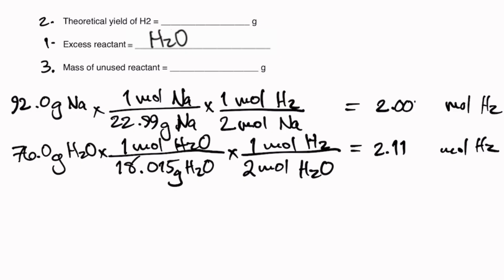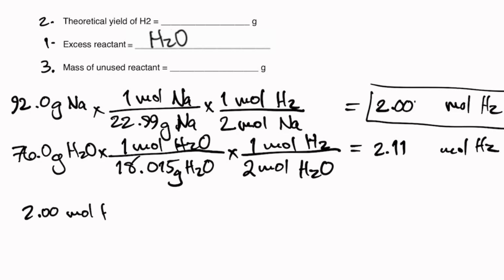So how to find the theoretical yield? What we're going to do is take this amount right here, 2.00 moles of hydrogen gas, because this won't happen, as we discussed before. We're going to take these 2 moles of hydrogen gas and convert it into grams. Simple as that.